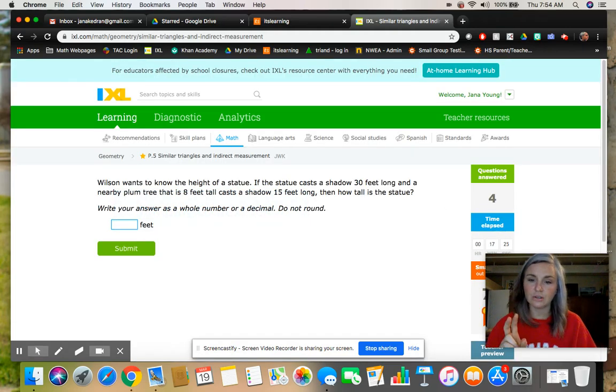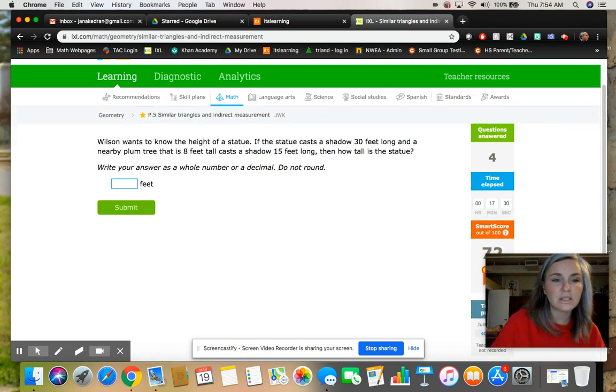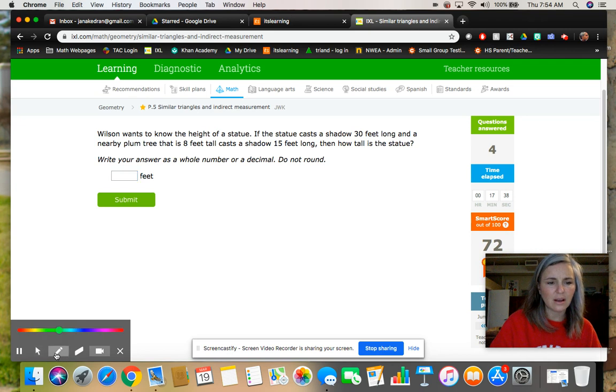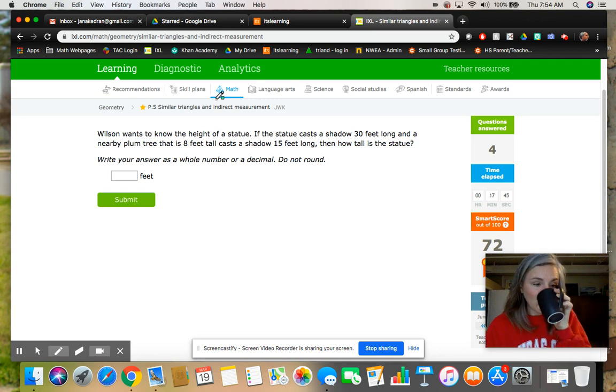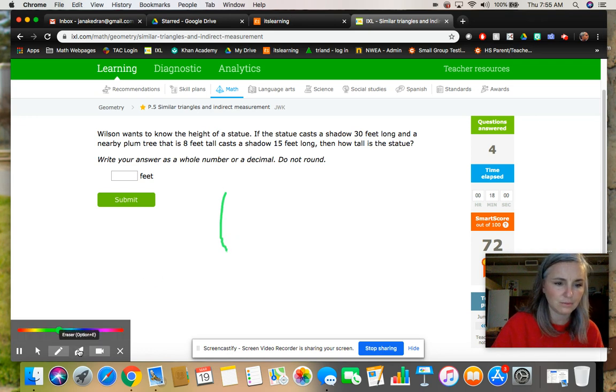And then you get into some word problems around the 70 mark. It says Wilson wants to know the height of a statue if the statue casts a shadow 30 feet long. So I know that I'm talking about triangles in this, right? It says similar triangles in indirect measurement. So I kind of know the picture that I'm going to draw is going to have to do with triangles.